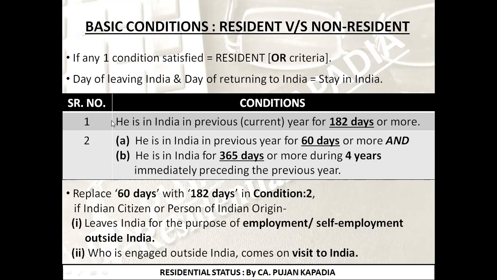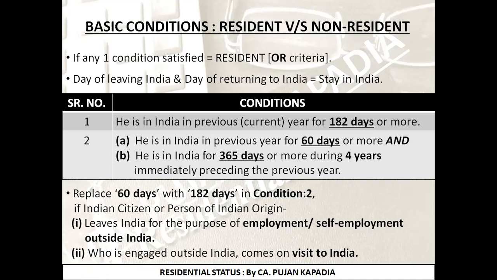Condition number 1 says he is in India in previous year for 182 days or more. Previous year means your current year. So suppose I'm calculating a residential status for a person for the financial year 2019-20, then I need to check whether in the year 2019-20 he was in India for at least 182 days or not. If yes, then my first condition will be fulfilled. If not, then my first condition will not be fulfilled.